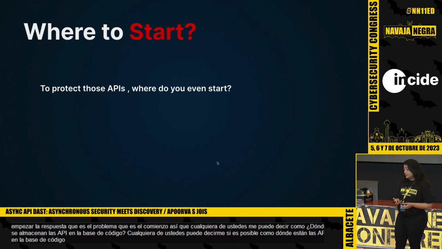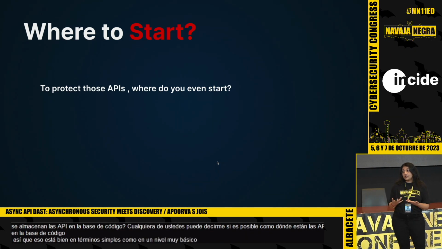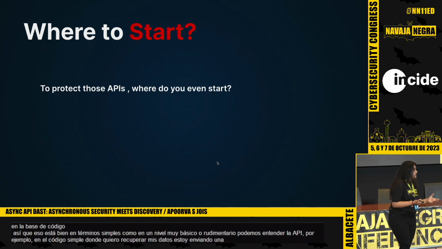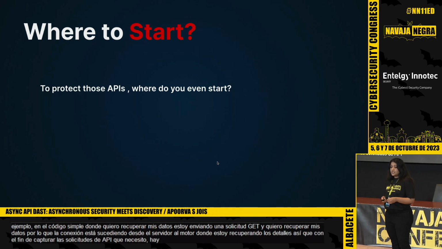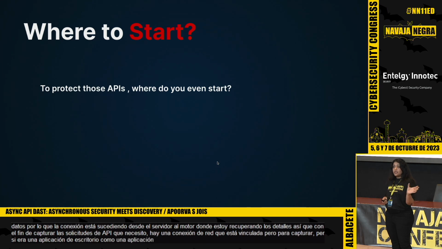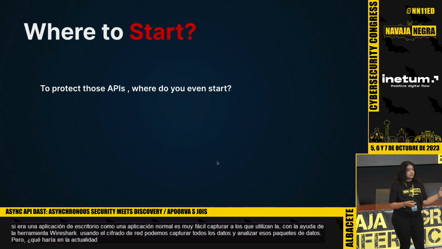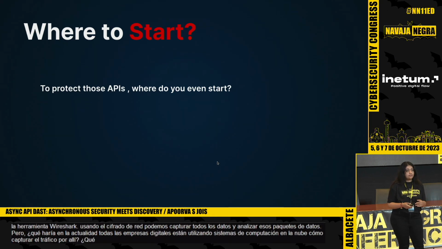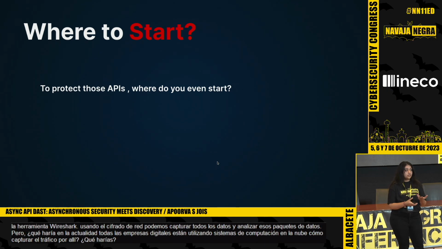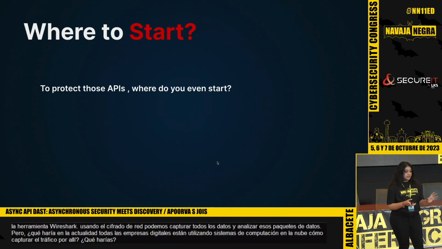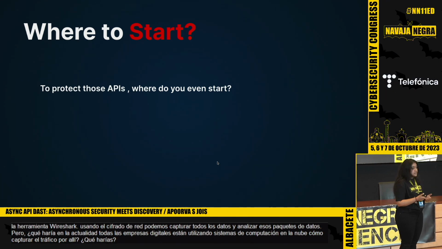But nowadays, all the digital companies are using cloud computing systems. How would you capture the traffic over there? With leading cloud computing services like AWS and Azure, you cannot sniff that traffic. In such a case, what do we do? That was one of the questions we had. How do we get the traffic, and monitor and analyze it?